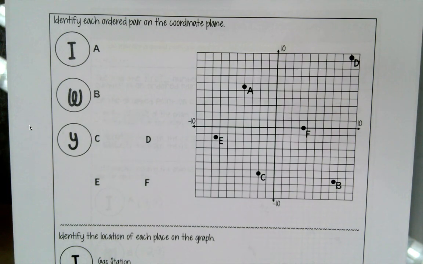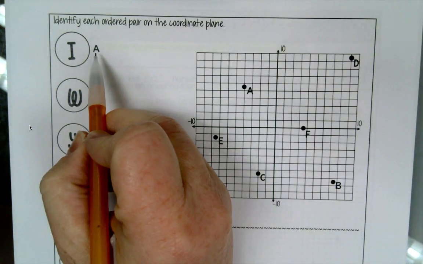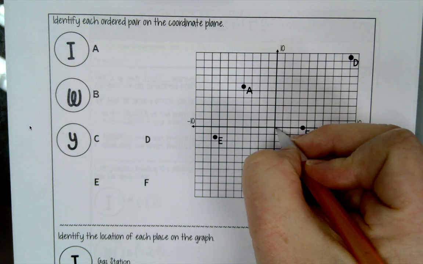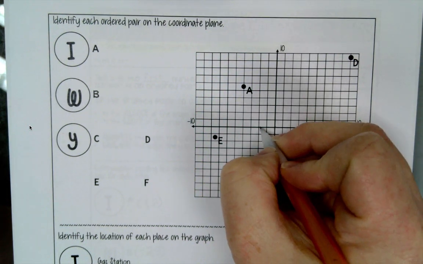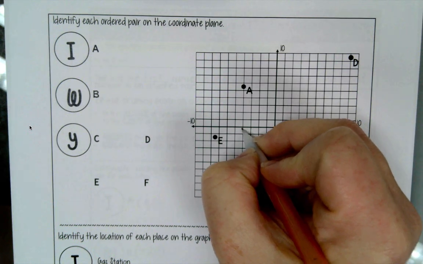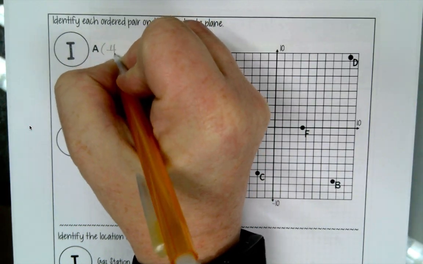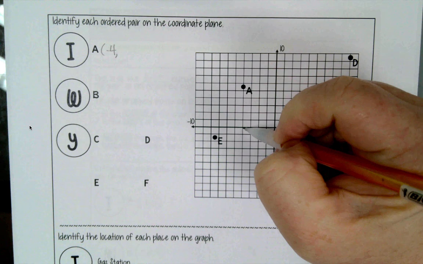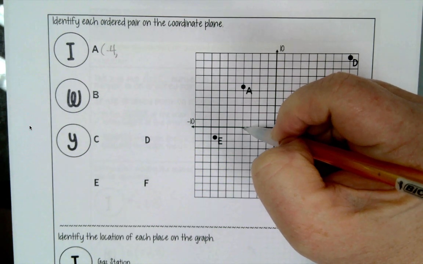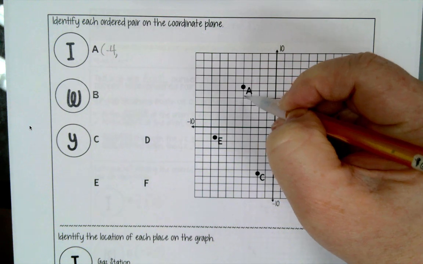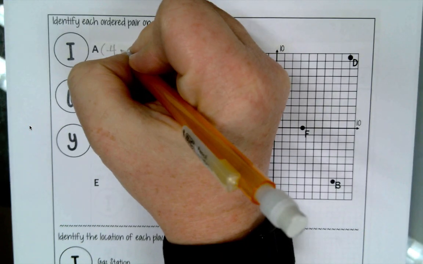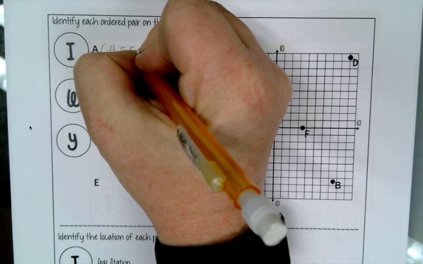On the second page, we're identifying each ordered pair on the coordinate plane. For letter A, I'm going to start at the origin, and I'm going to go left, which is negative: 1, 2, 3, 4. Negative 4. And then I'm going to count up, so it's positive: 1, 2, 3, 4, 5. I go about halfway, so we're going to say 5.5.